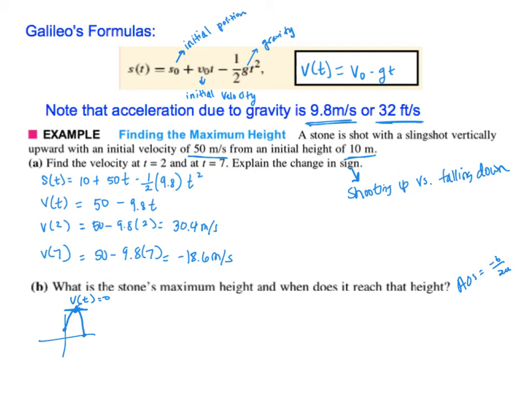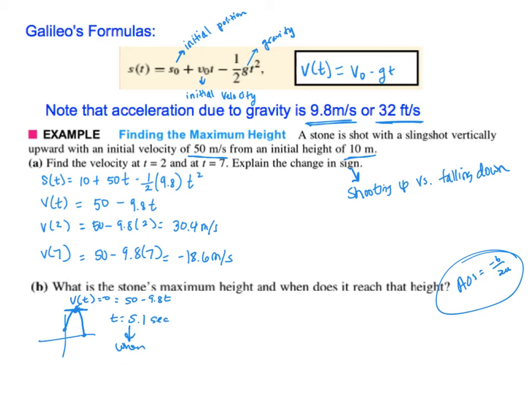So if we know that the velocity is 0, and we know the velocity equation equals 50 minus 9.8t, then we can solve for t. And t comes out to be 5.1 seconds. So as you're solving that 50 minus 9.8t, that is exactly where the opposite of b over 2a comes from in our original position equation, right? The position equation is our parabola. All right, so now we know when it reaches the max height.